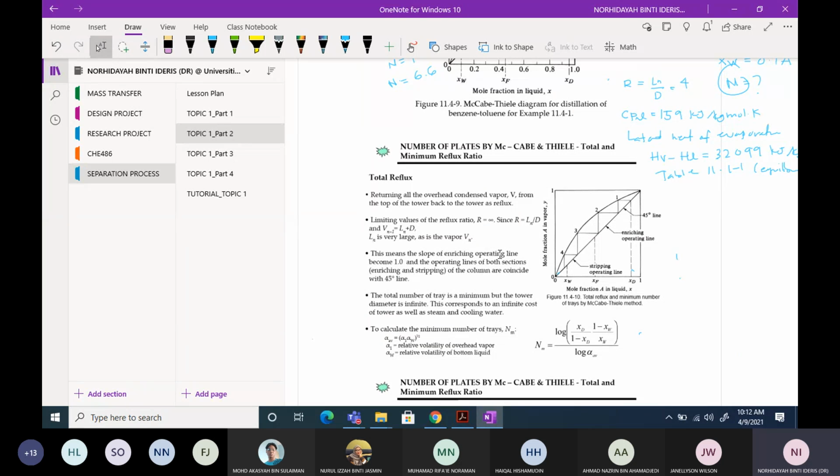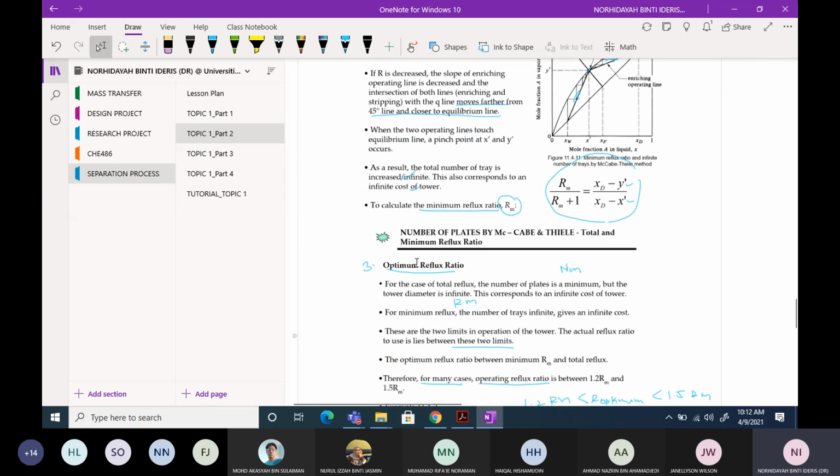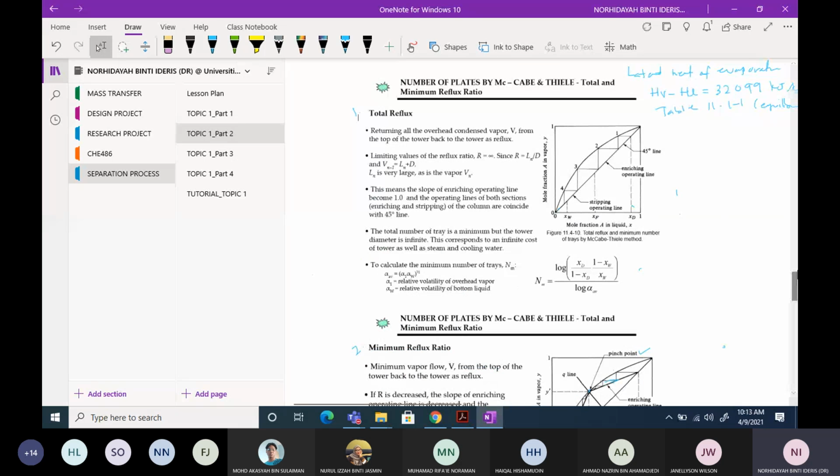The first one we talk about is the total reflux. Number 2 is the minimum reflux, and the third one is the optimum reflux ratio. Just want to recap a bit: what is the meaning of this reflux?